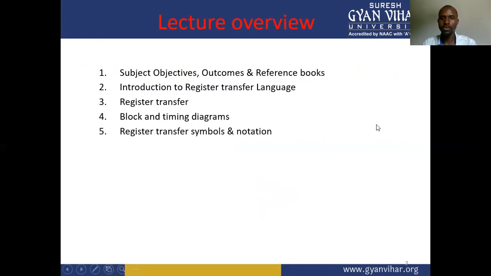Now, we are going to look at the lecture overview of what we are going to cover. These are the objectives that we'll be covering. The first objective for this lecture is the subject objective with respect to the syllabus. We'll also look at the outcomes and the reference books that we will be using in the course of this study. That is what we'll be looking at as our first stage.